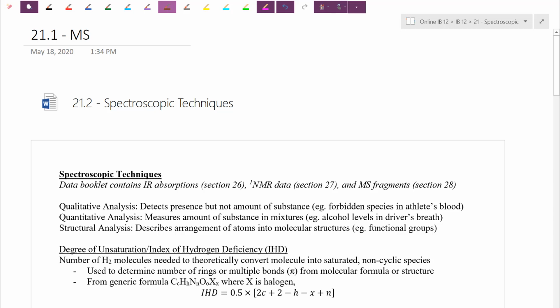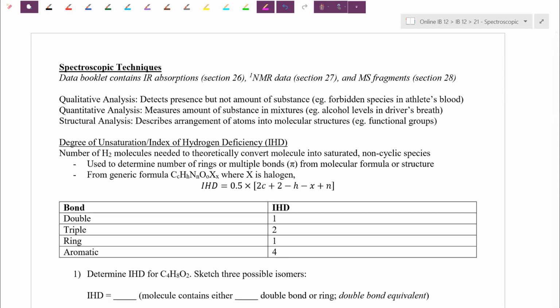So starting off with our spectroscopic techniques, in terms of our data booklet, we're going to look at three primary energy modes. One is infrared radiation, so IR radiation. Infrared radiation, just in general, tells us something about the bonds, so it's going to tell you what bonds are present. NMR data is actually looking at radio frequencies, really low energy waves, and this one will tell me something about the hydrogen environment. More on that later on. Basically, this gives me hints about what the hydrogens look like in my structure.